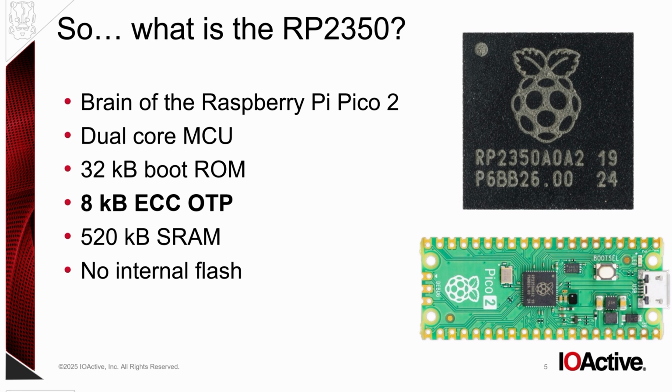We have, I think it was released at the very end of last year, the chip at the heart of the Pico 2 of the Raspberry Pi. So what do we know about it? We know it's got a dual core, it has some boot ROM, as almost all chips do. I've highlighted that OTP because that's what we're going to talk about. That's the fuse array, which we'll find out a lot more about.